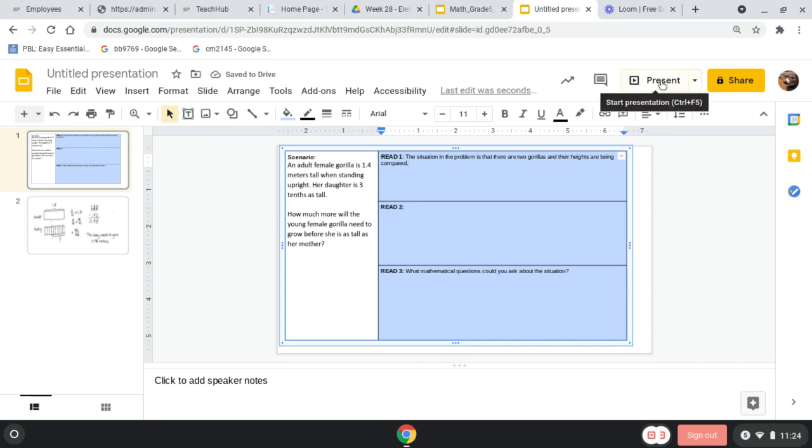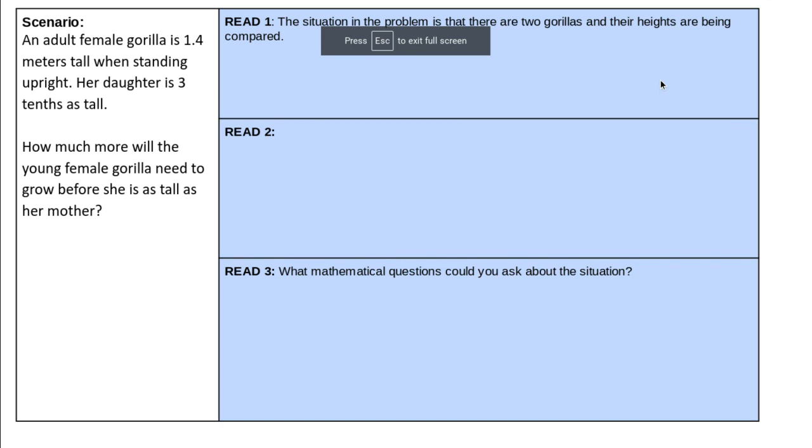Okay, so now I'm going to move on to the second read. You guys are going to read along with me. And after we complete the second read, I want you all to start thinking about what quantities pop up and what quantities you feel will be very important in order for us to solve this problem. So let's get ready to read it together. 1, 2, 3. An adult female gorilla is 1 4/10 meters tall when standing upright. Her daughter is 3/10 as tall. So again, I want you to pause your video, and I'm going to give you a few moments so that you can think about what quantities stand out from this problem.